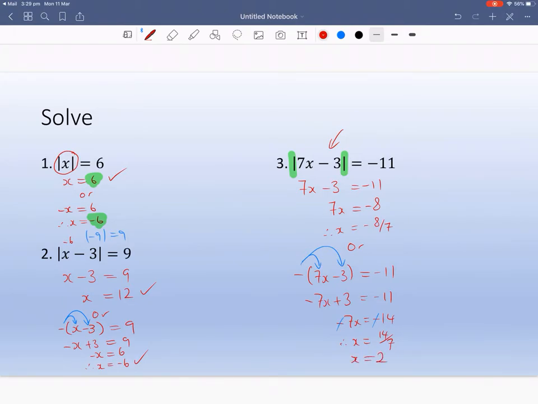Okay, so we have two solutions for each one of these equations. So here's one solution from here. Here's our second solution. We've already looked at number 1. Here's one solution for here, and here's our second solution. All right. Hopefully that makes sense.